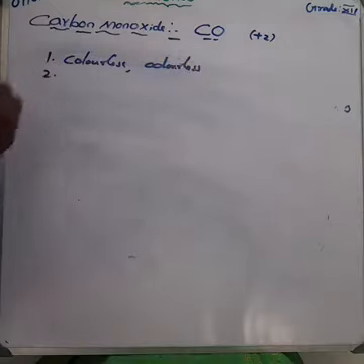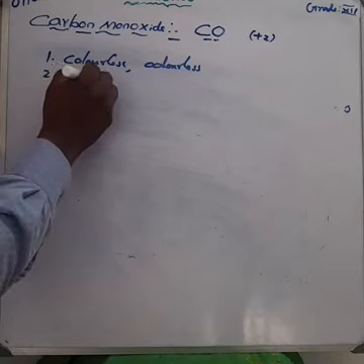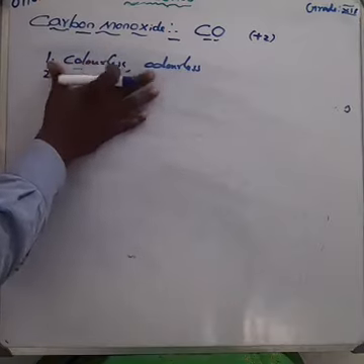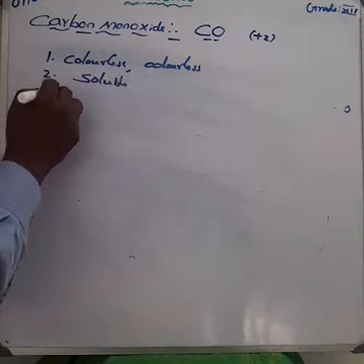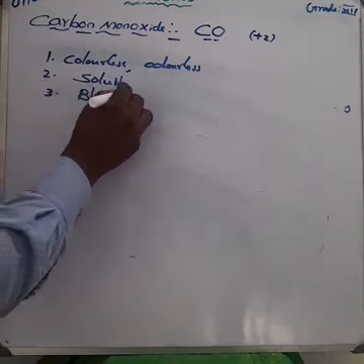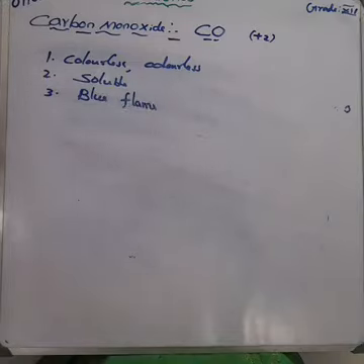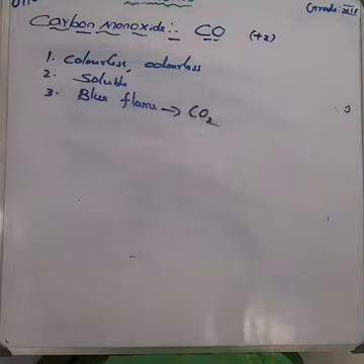Second point, it is slightly soluble in water, not completely soluble in water. It burns in air with a blue flame. Very, very important points. Carbon monoxide burns in air with a blue colored flame forming carbon dioxide. So carbon monoxide reacts with oxygen, and we get carbon dioxide.